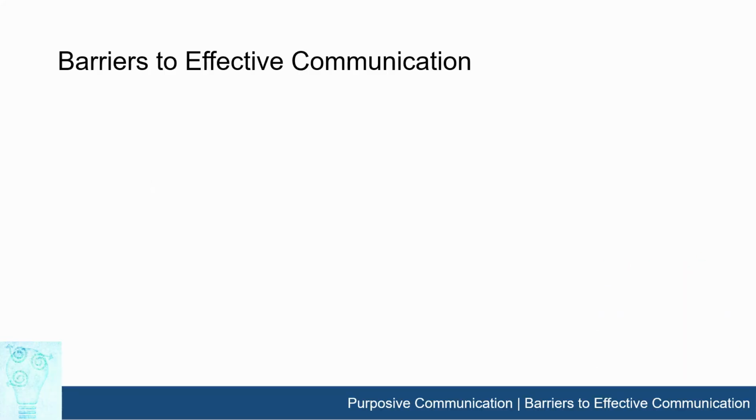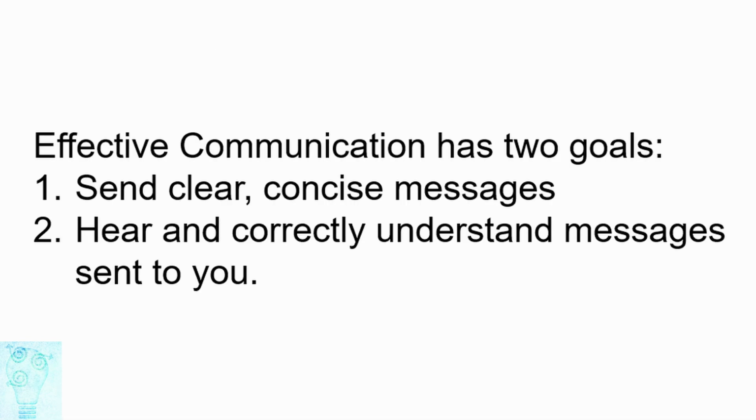So in this video, we will be discussing the barriers to effective communication. Can you still remember the two goals of effective communication? When we say effective communication, it comprises two things: to send clear, concise messages from the sender, and then the receiver hears and correctly understands the messages sent by the sender. If that is present, then you'll have effective communication.